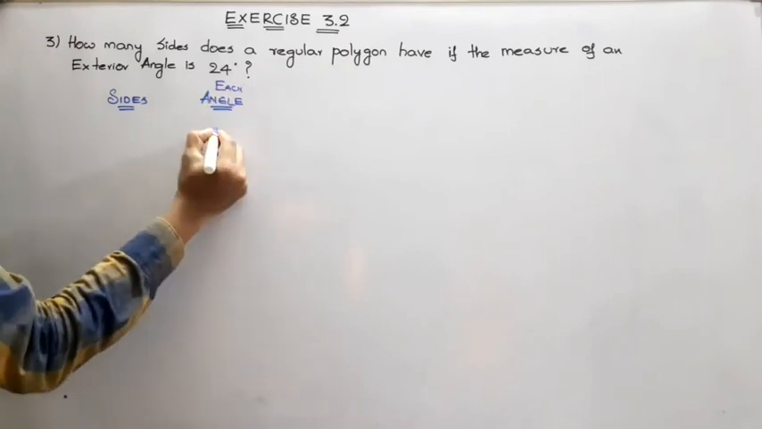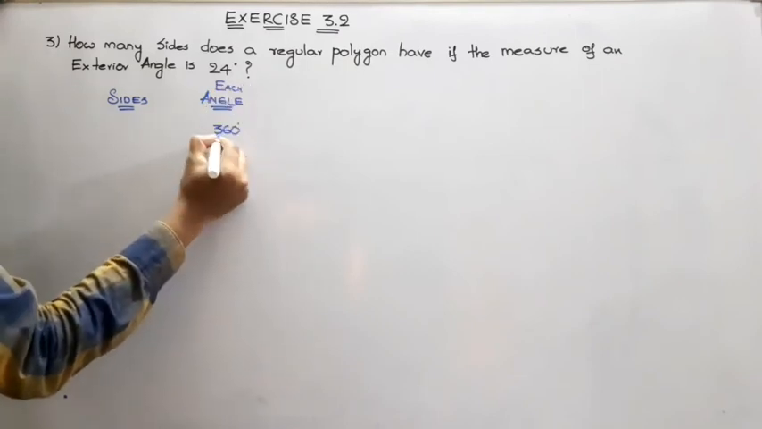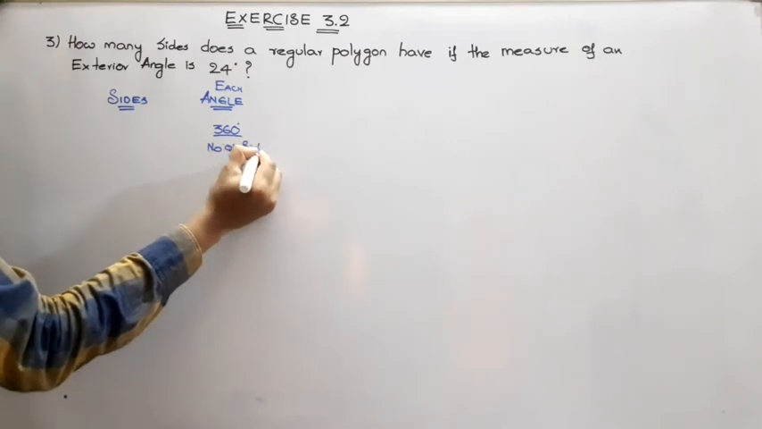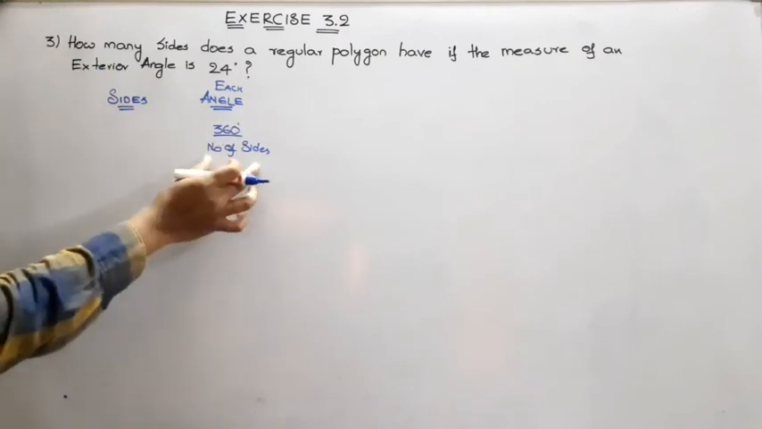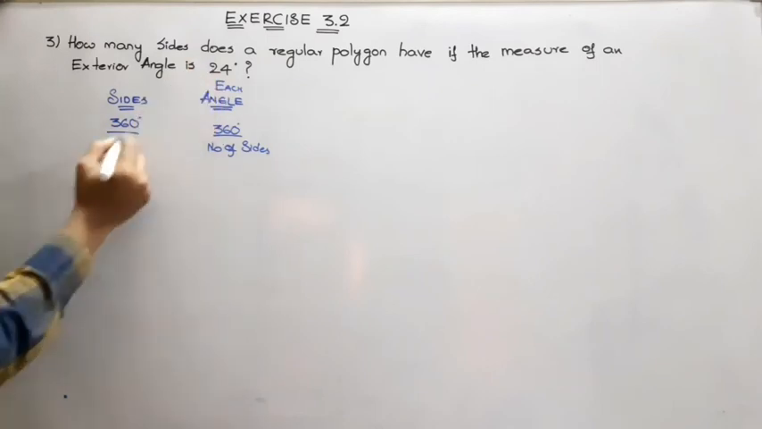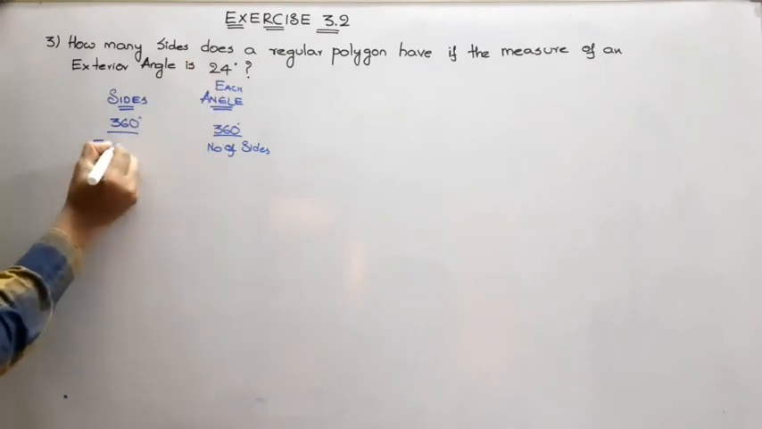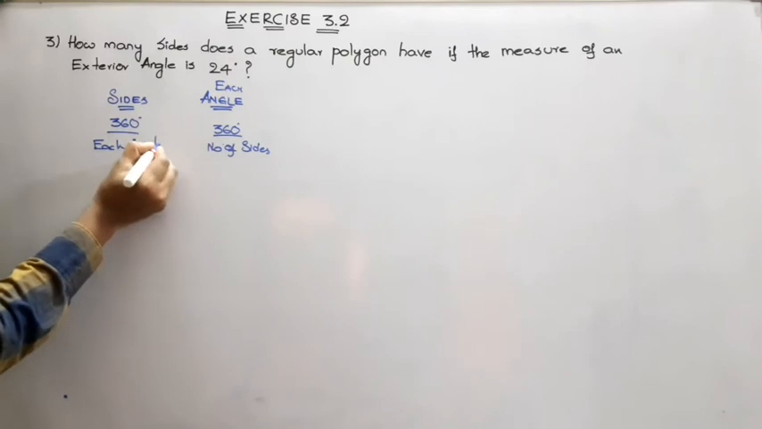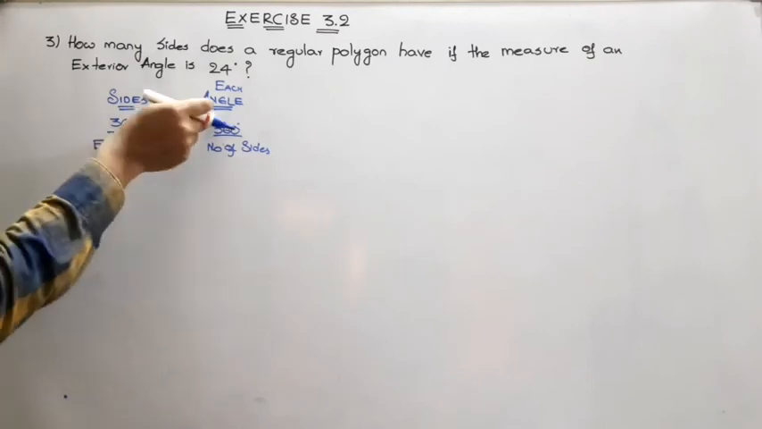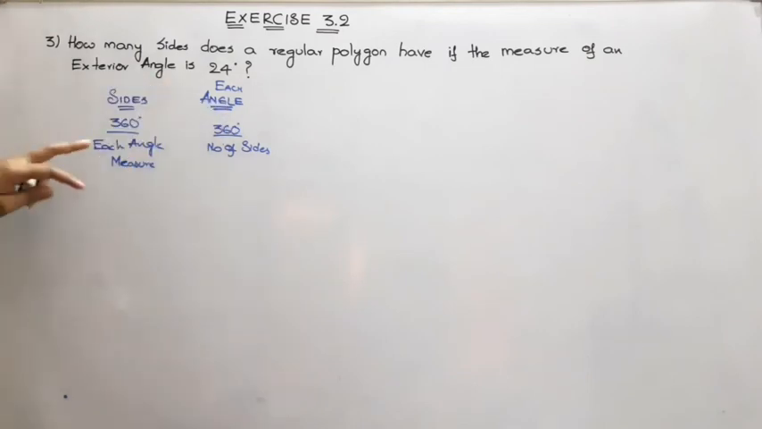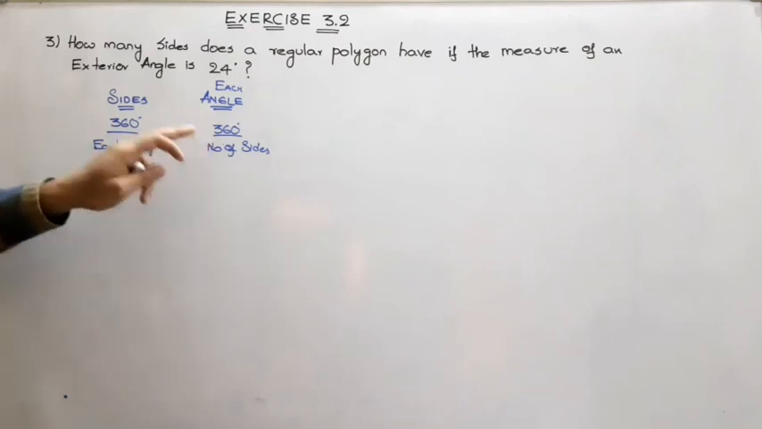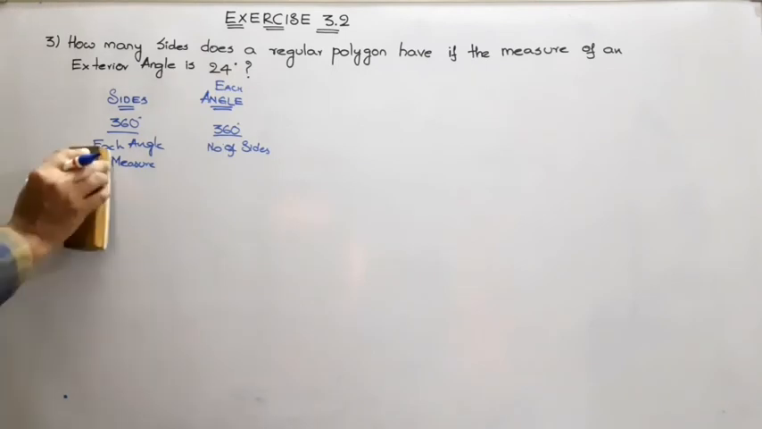At that time what did we do? We just divided 360 degrees by the number of sides. In the second question we divided 360 by the number of sides. Here we want the number of sides, so 360 divided by the angle measure given. Each angle measure or simply angle measure. Hope you are clear, children. The procedure is the same. Just divide 360. Whether they ask each angle or the number of sides, if they ask sides, we divide by the angle measure. If they ask each angle, we divide by the number of sides.